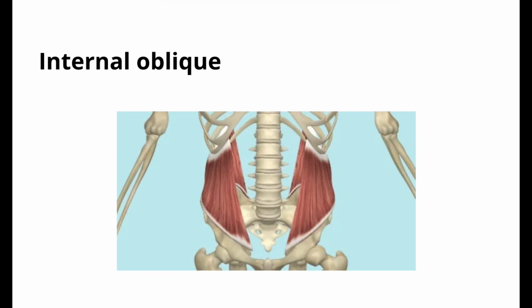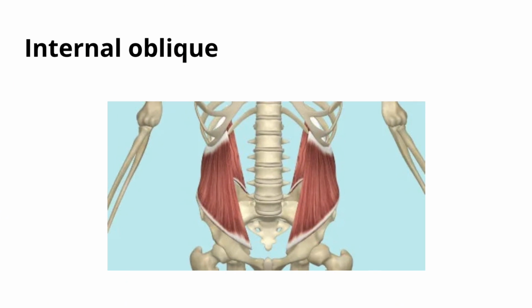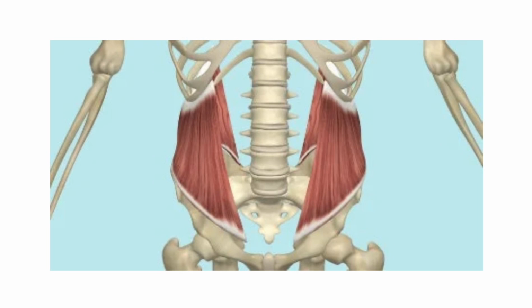The internal oblique is an abdominal muscle located in your side, deep to the external oblique, and superficial to the transversus abdominis muscle, extending from the lower back and pelvis up to the ribs and abdomen. Its primary function is to help bend and rotate your trunk.